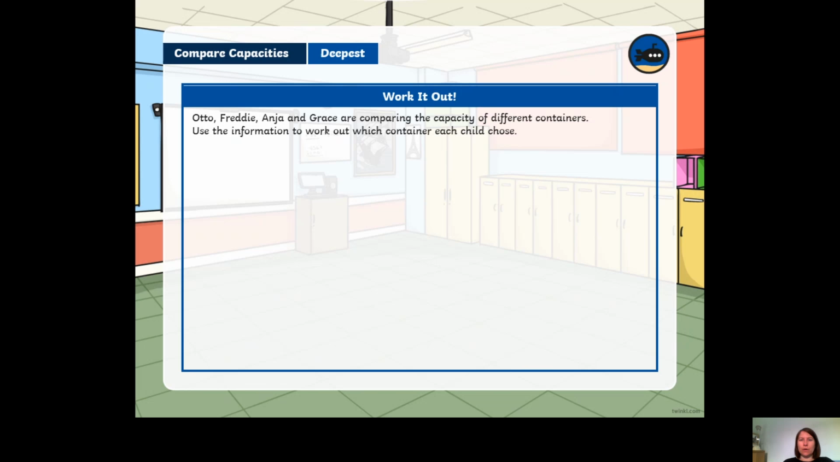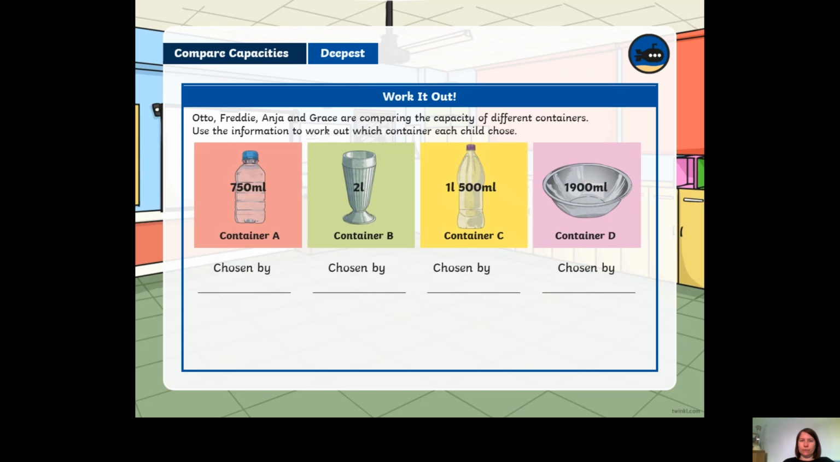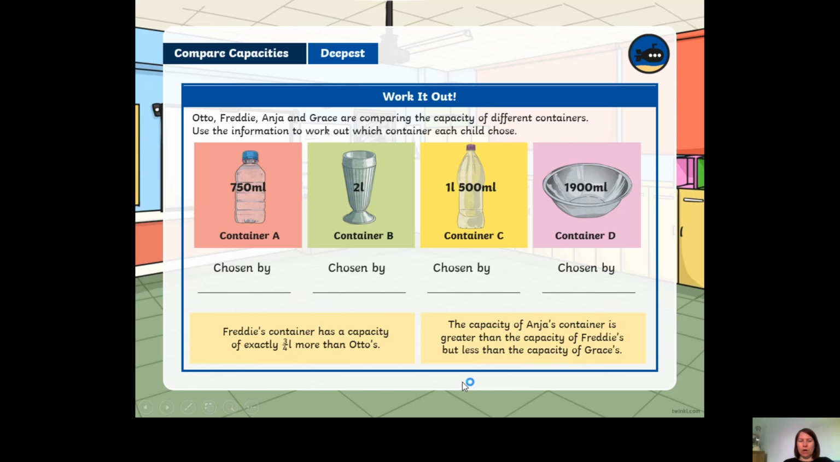Otto, Freddie, Anya and Grace are comparing the capacity of different containers. Use the information to work out which container each child chose. Okay, so they're going to give us some clues here. So we've got container A at 750 millilitres, container B 2 litres, container C 1 litre 500, container D 1,900 millilitres. So we've got to bear in mind that container B is the largest one here. So these are our clues.